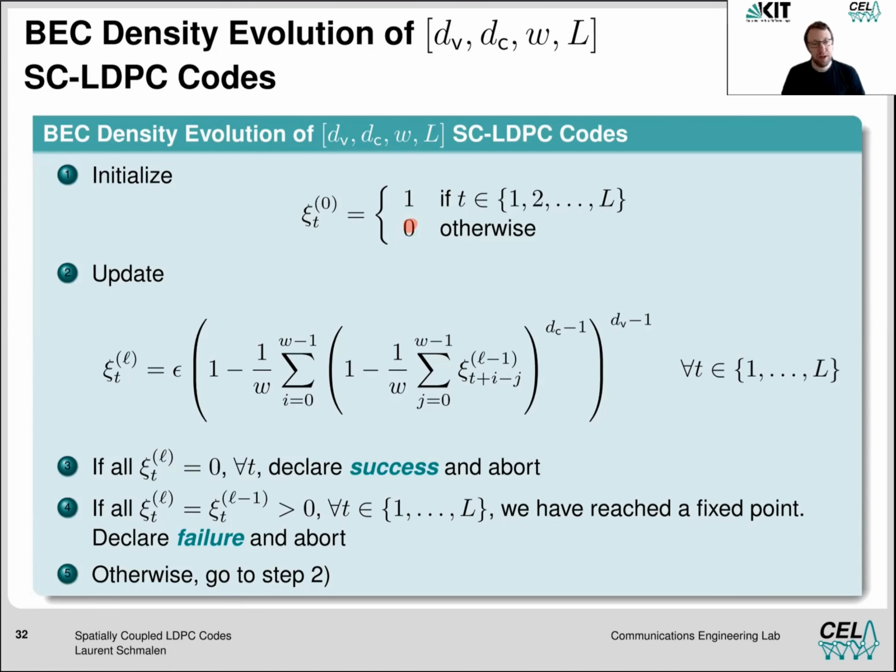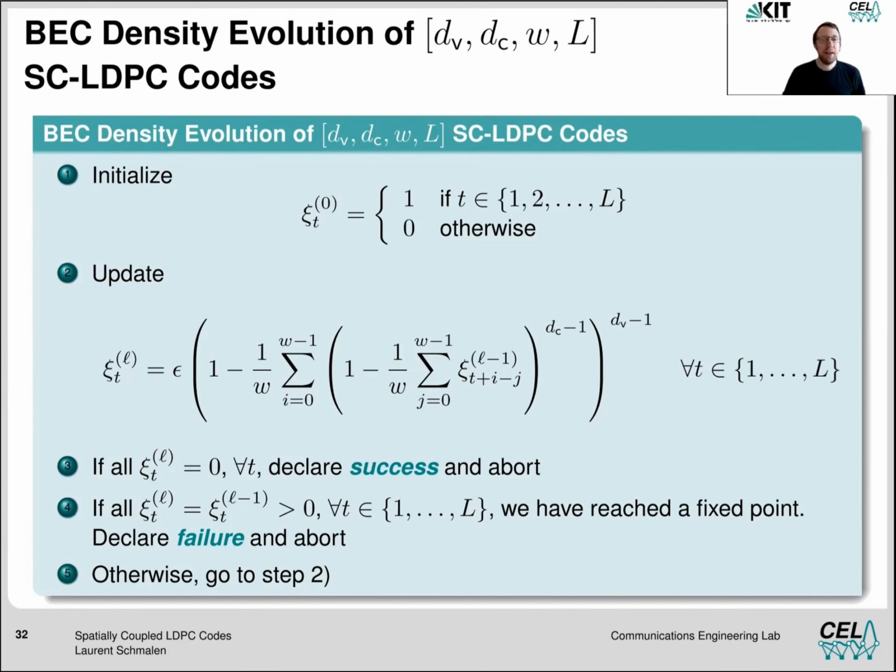Then we get an update equation where essentially we just need to average over the different x's from the neighboring spatial positions. So there is a kind of filtering or smoothing that happens. And this filtering or smoothing happens with uniform probability 1 over W. And that's what you see here in this summation. So this is just the smoothing or filtering effect. And now, again, if all these x's converge to 0, we declare success, can decode and abort.